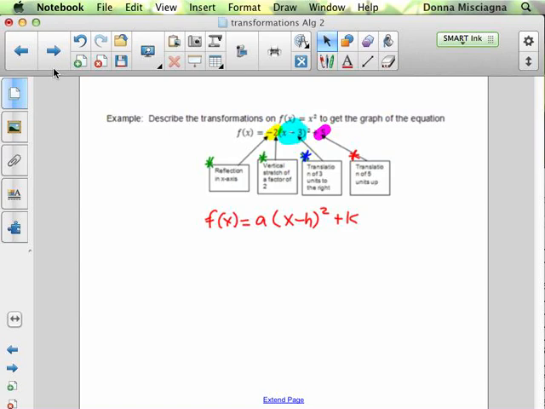All right, so let's take a look at this one. Describe the transformation on f of x equals x squared to get the graph of the equation f of x equals negative 2 times x minus 3 squared plus 5. We have a negative in front. That's a reflection in the x-axis. The 2 is in front of the function. If it was a horizontal change, it would be inside the parentheses. Right?